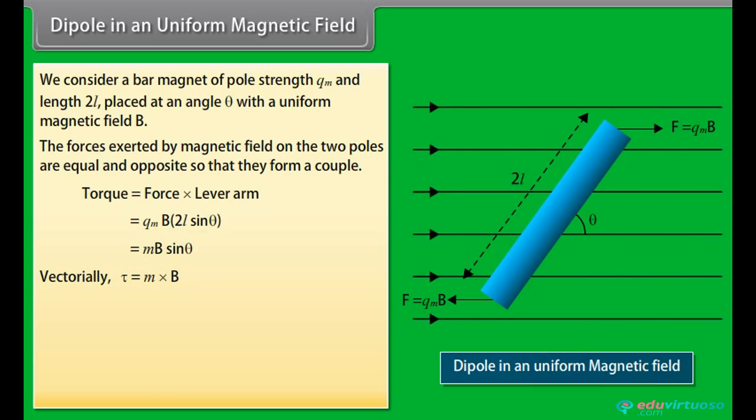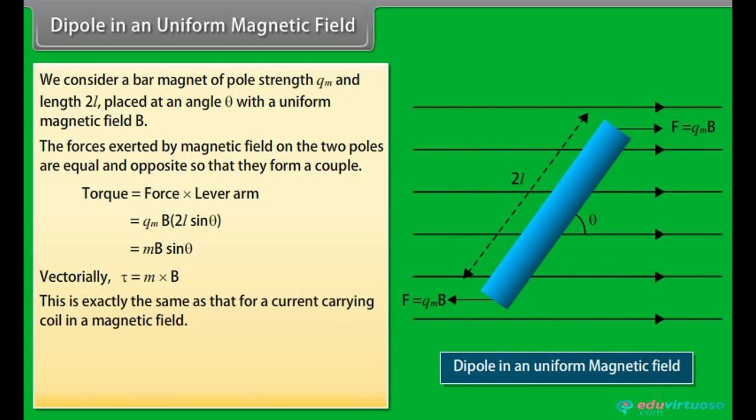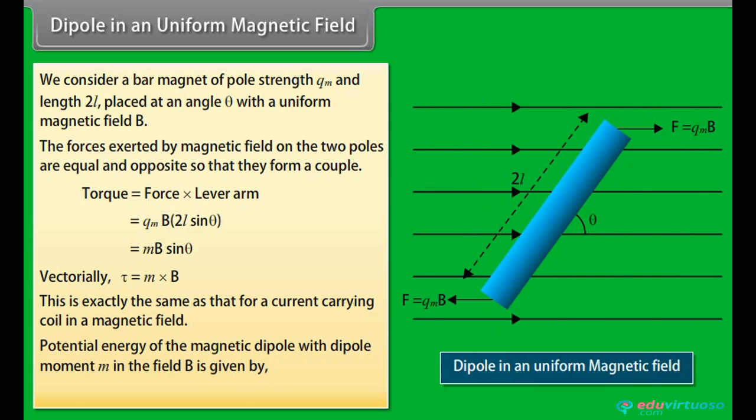Vectorially, it is represented as tau is equal to the cross product of m and B. This is exactly the same as that of a current-carrying coil in a magnetic field. Potential energy of the magnetic dipole with dipole moment M in the field B is given by negative dot product of M and B.